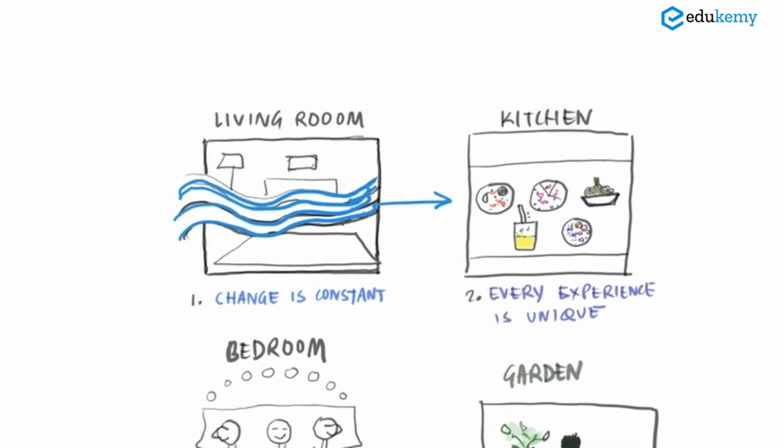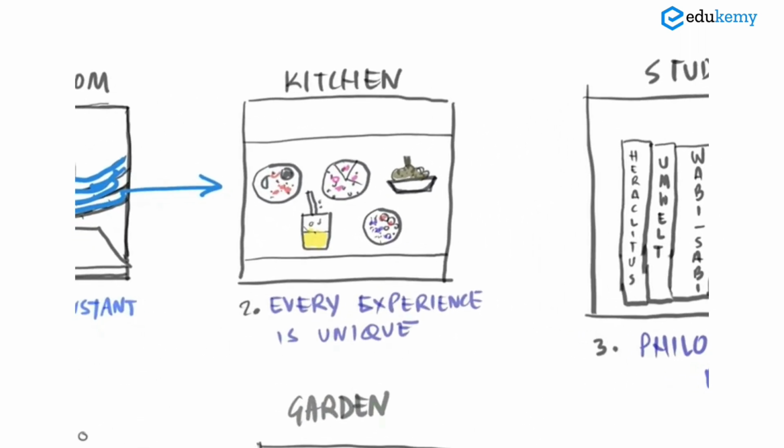Then you move to a kitchen. Maybe the second argument can be your kitchen, where we say that, okay, we see different dishes, and imagine every dish to be a new experience, right? So every experience is unique. Maybe that's something you assign to your kitchen.